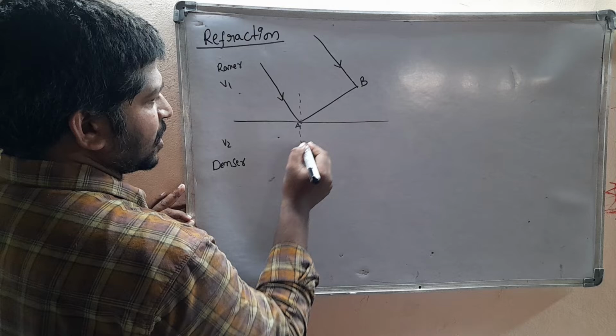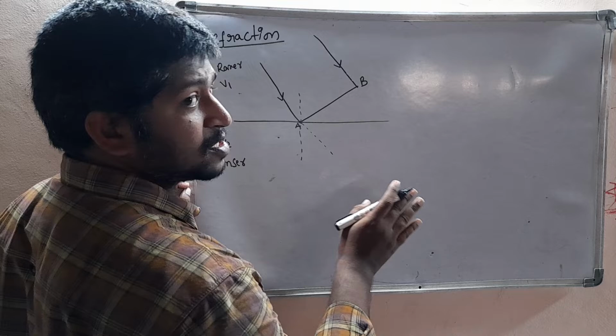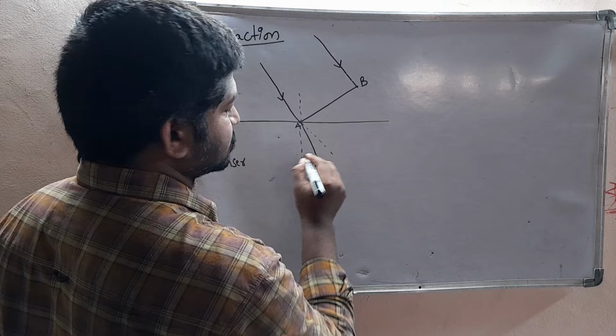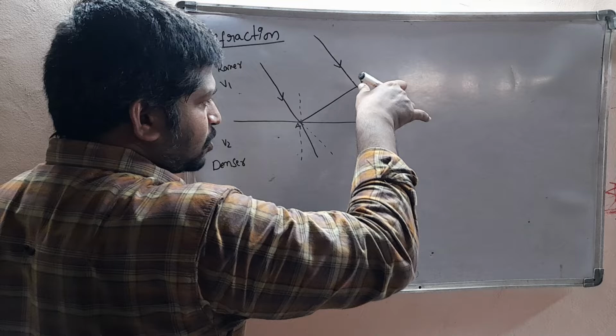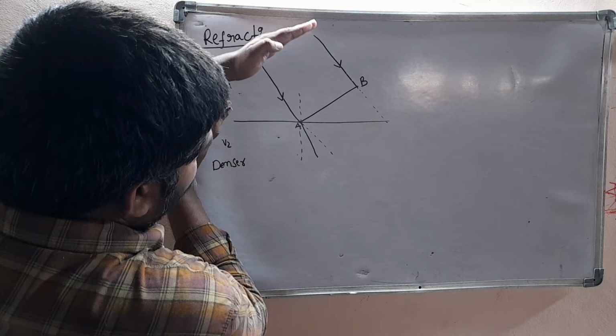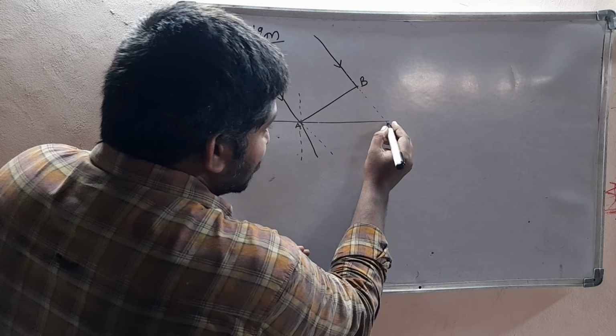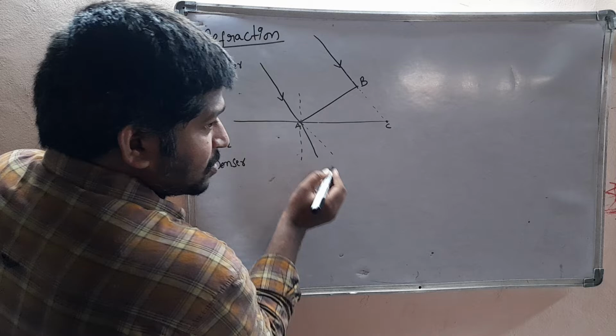Without change of medium it would move like this, but we have a different medium, so it is moving like this. The wavefront is moving like this. Whenever B reaches D, A also moves some distance in the medium.